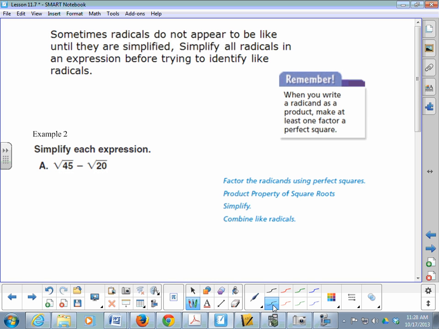What'd you get for square root of 45? So what did you get when you simplified it all the way? 3 square roots of 5 here, right? Square root of 9. Minus 2 square roots of 5, right? And 3 minus 2 is 1. Do I need to put a 1? Square root of 5.